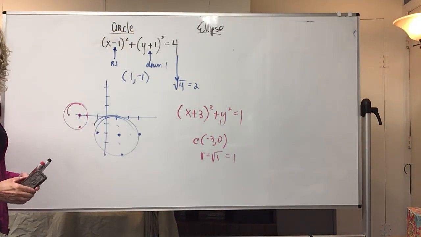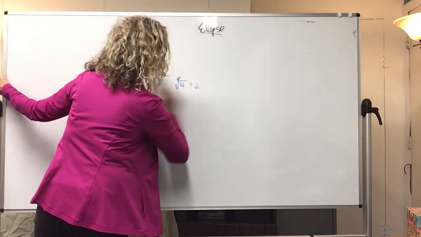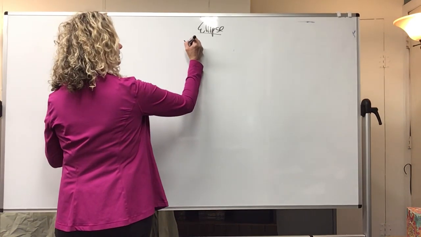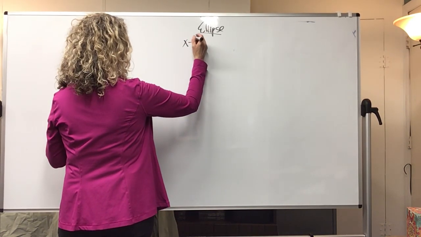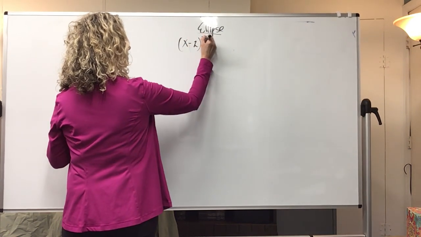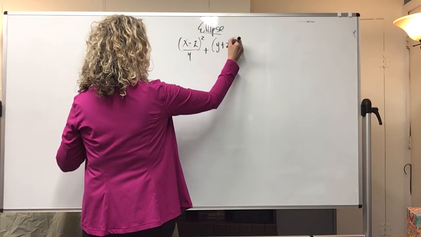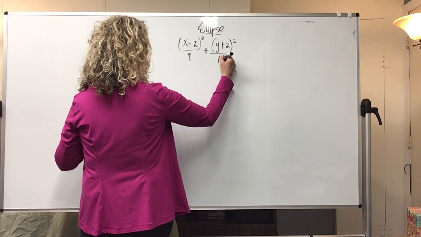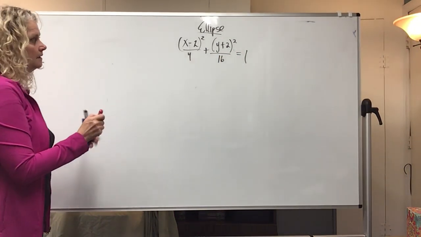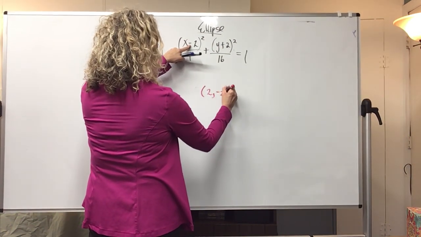Okay, moving on to the ellipse. I'm going to start with something like, no, let's do minus. Okay, so there's the form an ellipse takes. And the center here is going to be similar to the circle. So the center in this case is 2, negative 2.